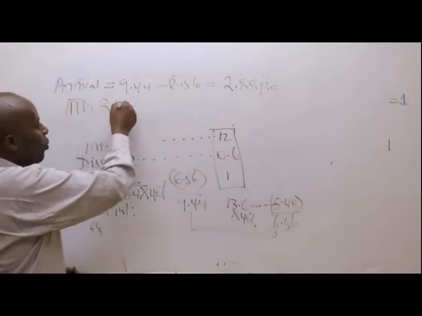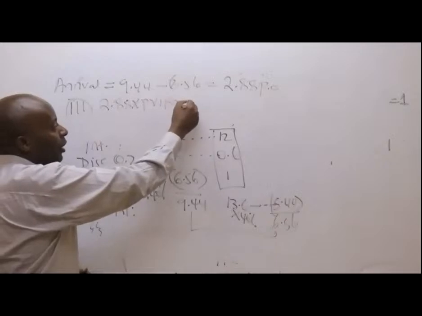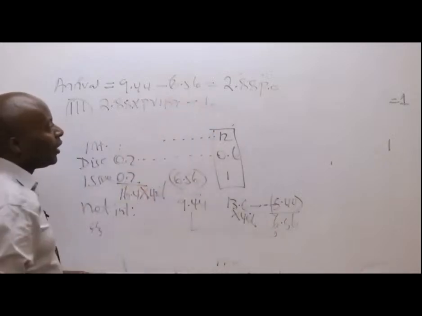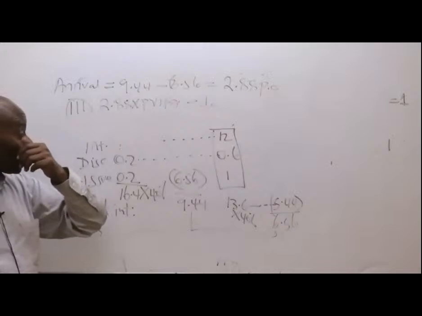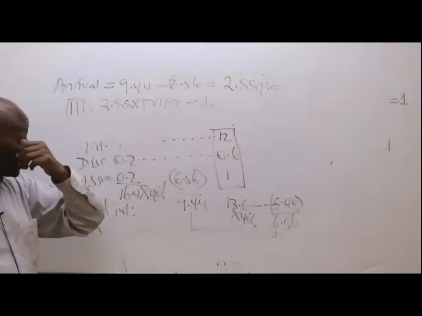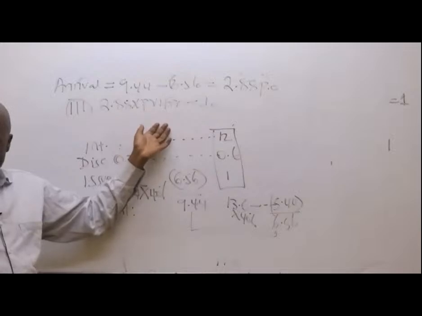I'll come and take 2.88 per annum times PV4 minus initial what here? Initial outlay. Remember, this is present value, interest what here? Factor, interest factor of an annuity. Present value, interest factor of an annuity.